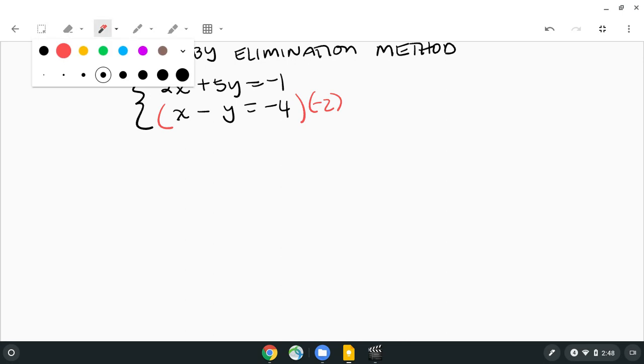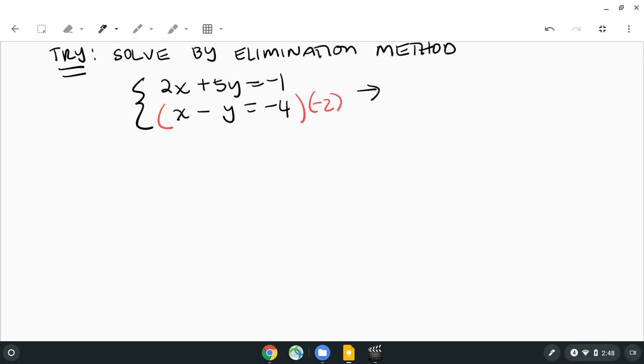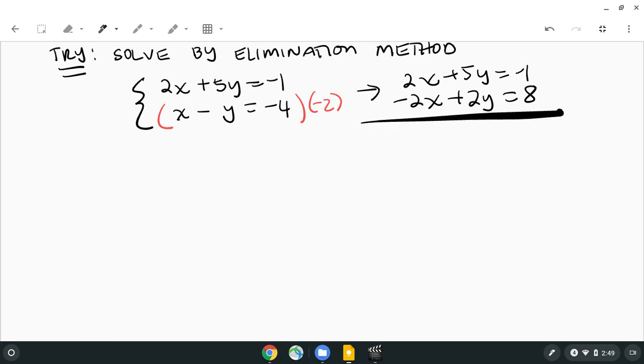Okay. So when I do that, my top equation will remain the same, 2x plus 5y equals negative 1. And my bottom equation becomes negative 2x plus 2y equals positive 8. Okay, and so here I see now that my x's will get eliminated, and I get 7y equals 7.